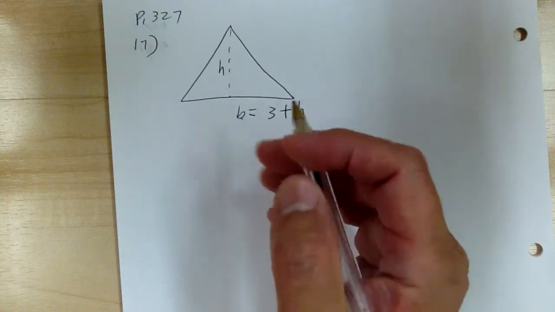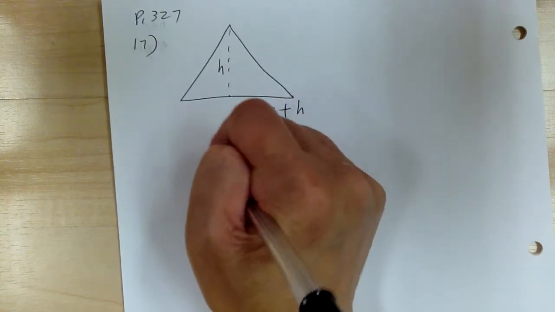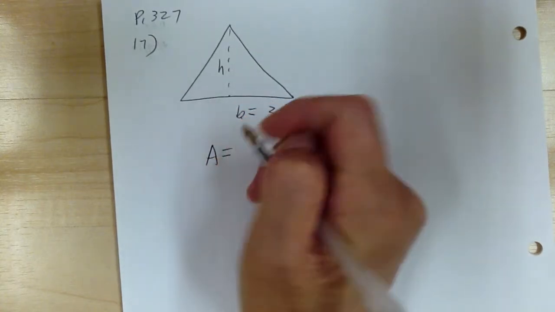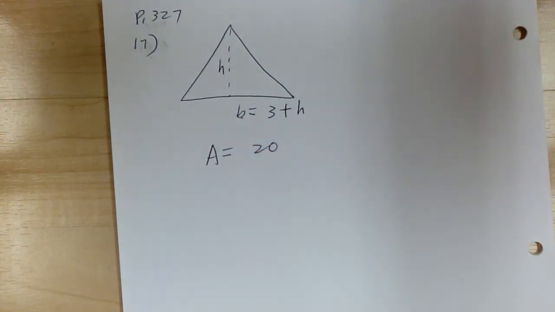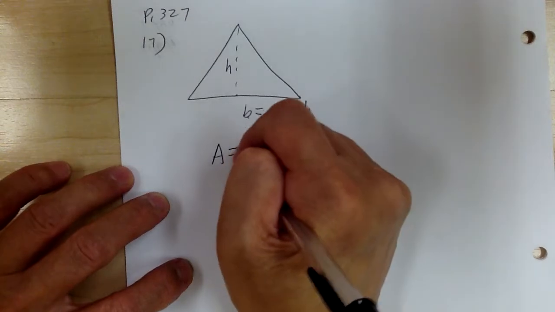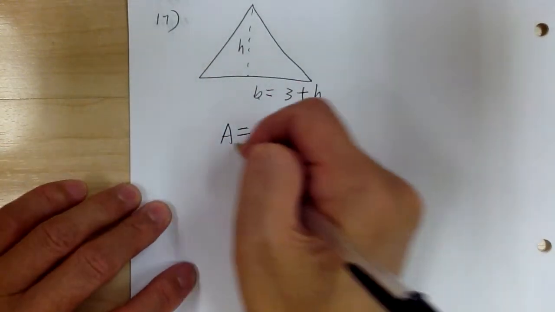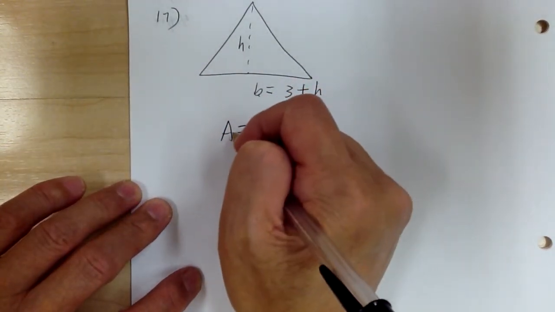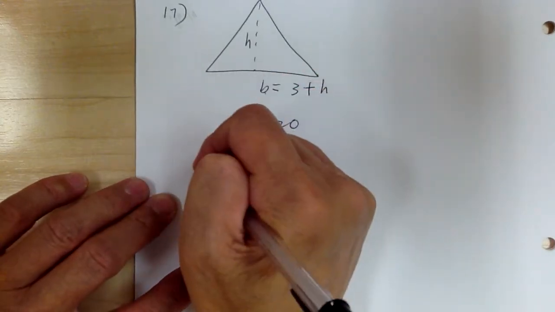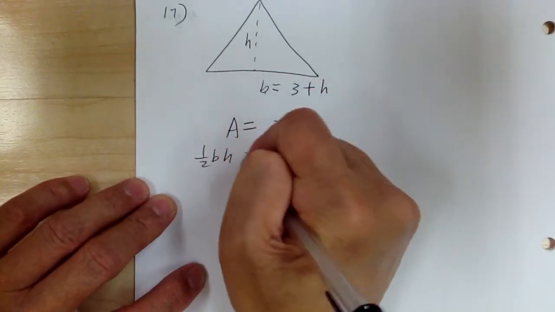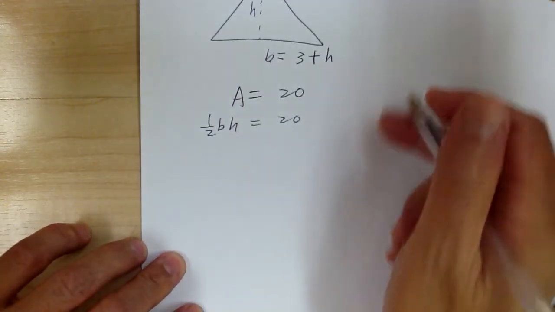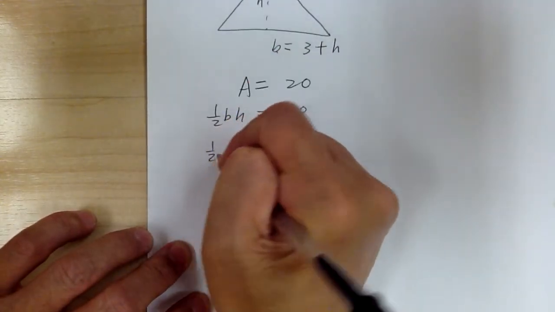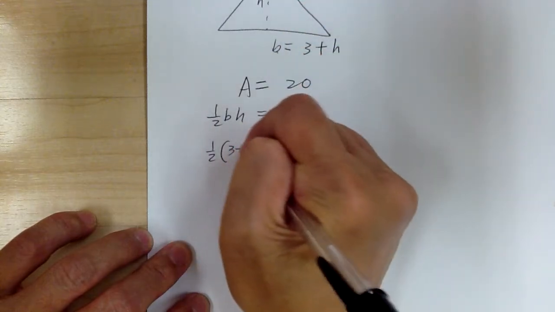Now you go to the next sentence. It says its area, so A, right? The area is 20 square inches. So that's it. Okay, again, so let's go ahead and put the equation for a triangle. The area of a triangle is 1/2 base times height. That's the formula for a triangle. Okay, equal to 20. So now let's go and substitute. So you got 1/2. The b is 3 plus h.